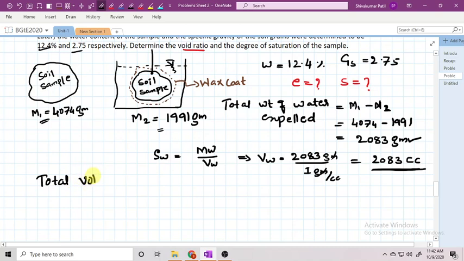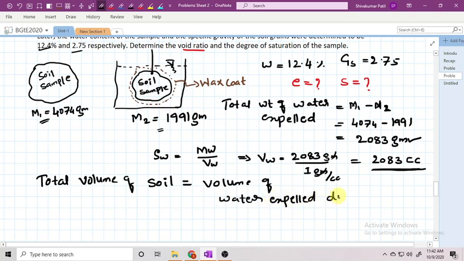So the total volume of soil is equal to whatever amount of volume of water is expelled out, so it is equal to the volume of water expelled due to immersion of the soil sample.